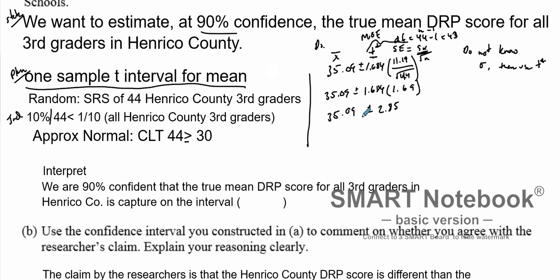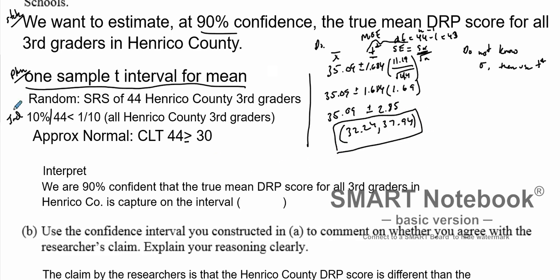the mean, 35.09. All right, so now we're going to take that value and we're going to find our two different interval ends. So 35.09 minus 2.85, and so I have about 32.24 for my lower end, and my upper end, 35.09 plus 2.845, and what I have is 37.94. All right, so that's our confidence interval. That's our 90% confidence interval.